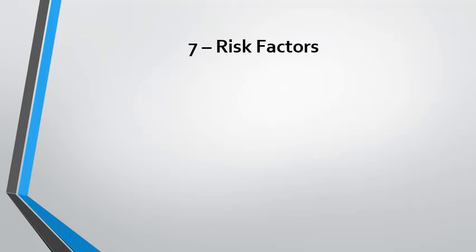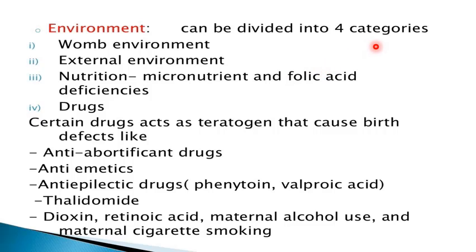Risk factors. Facial clefting was found to follow a multifactorial origin theory. This means that it needs a genetic susceptibility in the person and environmental factors. If one of them is absent, the gene will not manifest itself. The environmental factors can be divided into in-womb environment, external environment, nutrition and micronutrients, especially folic acid deficiency, and the drugs taken during pregnancy.